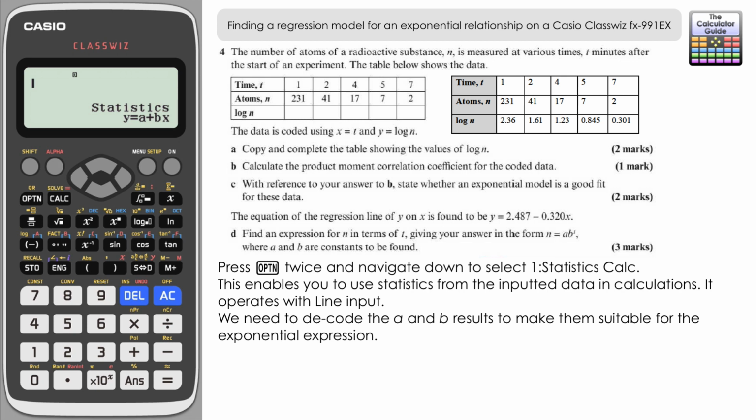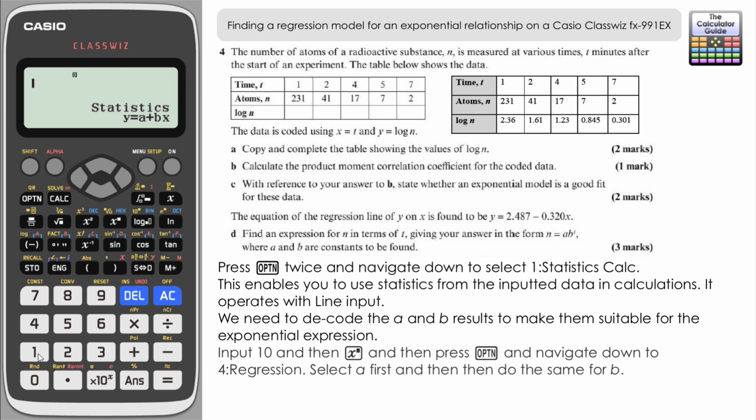To decode, if you like, we're going to do the inverse of log to base 10 to the A and B values. Well, the inverse of that is 10 to the power of those respective values. So we want the A and B values that are stored as our exponent with a base of 10. So it's 10 and then the power button. You can see here it's operating in line mode. And then we can actually recall those A and B values.